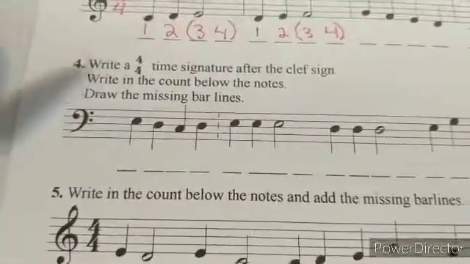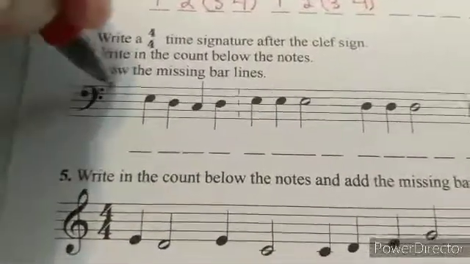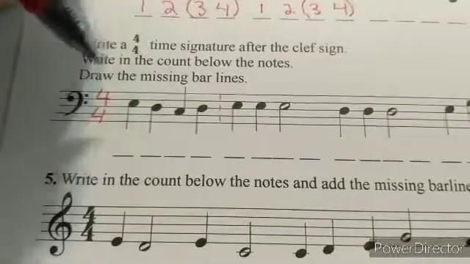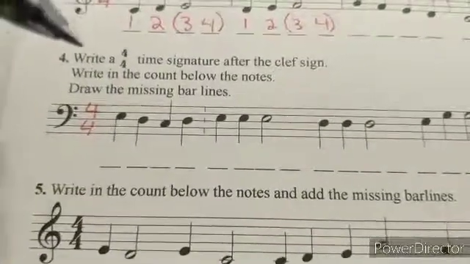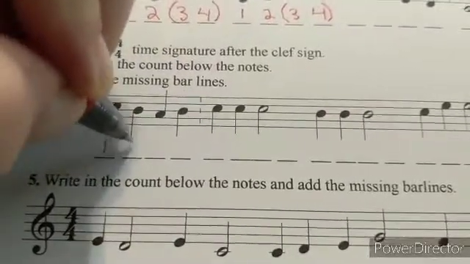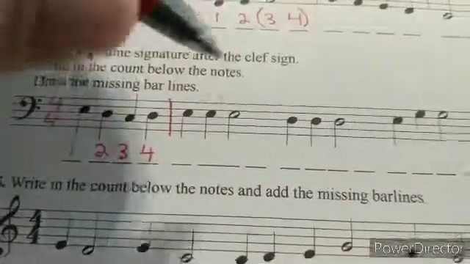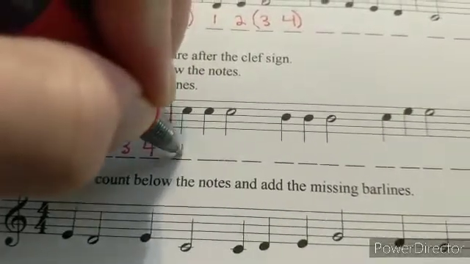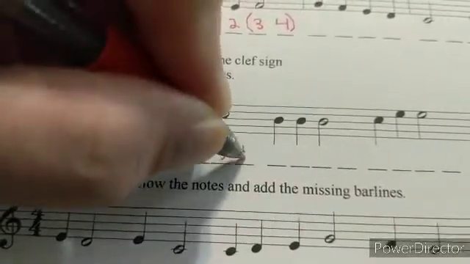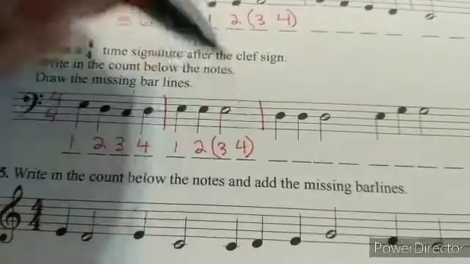Down here, we get a little more complicated. It says write a 4/4 time signature after the clef sign. Well, we know how to do that. Then it says write in the counts below the notes, draw the missing bar lines. Whenever you get to beat 4, right after that you're going to draw a bar line. 1, 2, 3, 4. You draw your bar line. Let's take a look at our next measure. We have 1, 2. Those are both quarter notes. Then we have 3, 4, parentheses, because they're under a half note, bar line, because we got to 4.